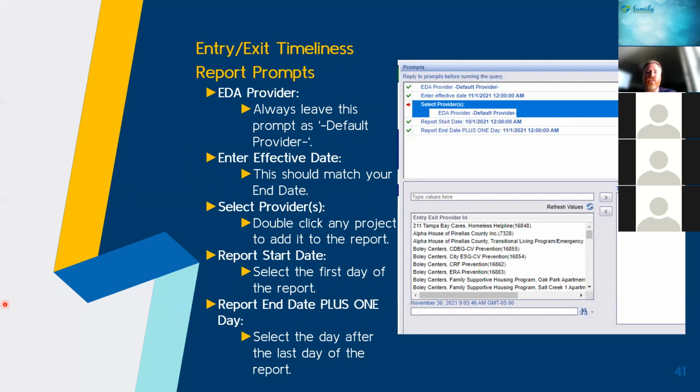I won't get into too much detail on the effective date because I want to make sure we have time for questions, but it is just telling the software to pull the data in the system as of that date. So it impacts some of the data elements and the way they show up in the report. For timeliness, it doesn't have any real impact. It's a function of the reporting software itself. So just make sure effective date matches the report end date plus 1 day, and you will be good to go.